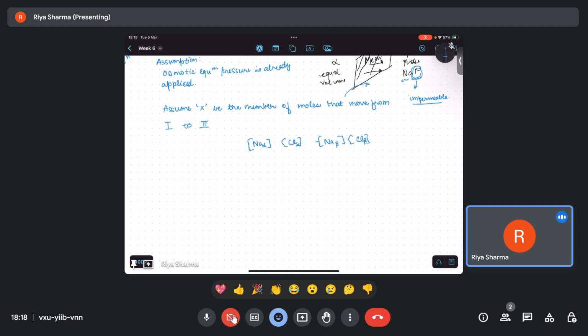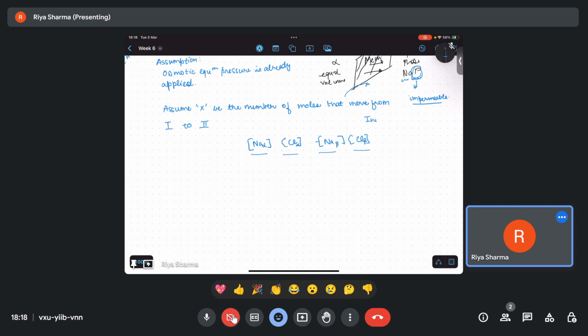So you have to understand that in alpha phase and beta phase, there will now be some movement. There will be NaCl, Na in beta phase and chloride in beta phase, because P is impermeable. So this has already been given. Let us assume that there is a movement of X. It was given that 3 millimoles were already there.